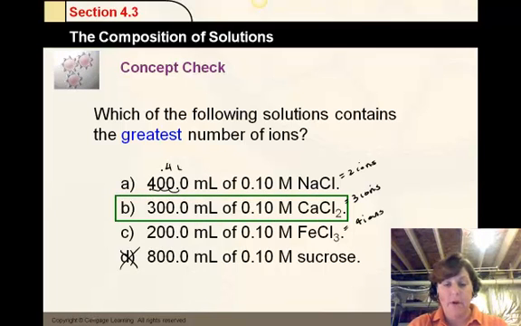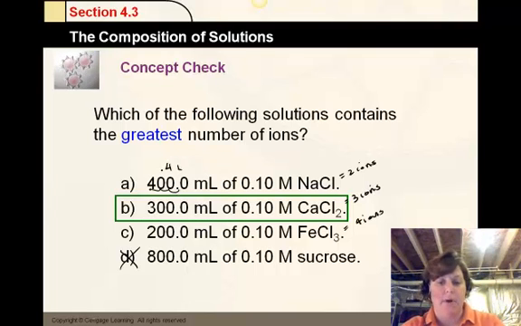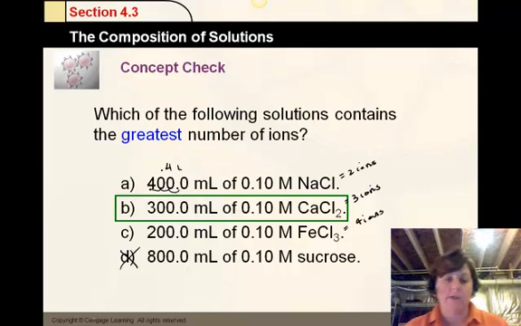So I could just do it that way, and I would eventually figure out that calcium chloride, letter B, has the greatest number of ions, because 300 times 0.1 is 30, and 30 times 3 is 90 particles. 200 times 0.1 is 20, 2 times 4 is 80, and we already said the other one is 4 times 2 is 80, so B is the correct answer. Even though I didn't put it in the correct unit, because they're all milliliters, I could take a shortcut with my problem solving, and the answer is B.